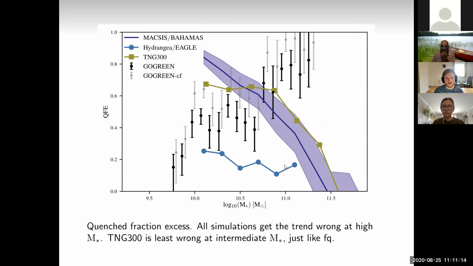And so for quench fraction excess, this is capturing just the cluster behavior relative to the field. In Go Green, you see this increase, which is different to what's been reported for redshift 0. But the simulations either show a somewhat flat profile or a completely decreasing profile with stellar mass, which is again in strong disagreement with observations. And clearly that suggests that the physics of galaxy quenching isn't quite there yet.